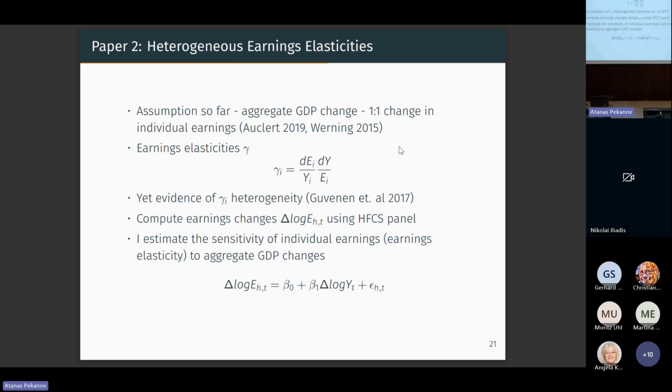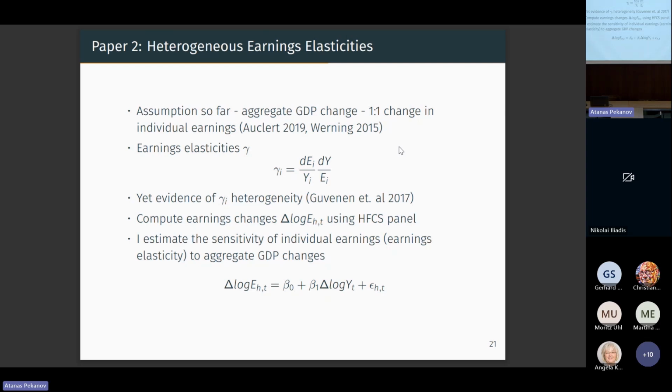A very important assumption, and this is the other paper. So a very important assumption so far was that aggregate GDP change leads to one-to-one change in individual incomes. So now I'm going to relax this.